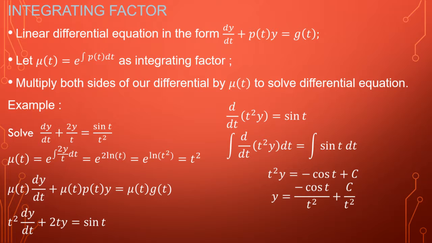Then, we rewrite the left side as the derivative of t squared y equals sine t. After that, we integrate: integrate d of t squared y equals integrate sine t dt. After the integration, we will get y equals negative cos t over t squared plus c over t squared, where c is a constant.